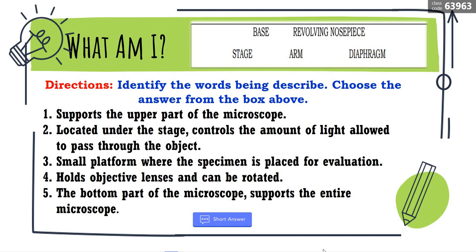What is that? Small platform where the specimen is placed for evaluation. What is that? Holds objectives, lenses, and can be rotated. The bottom part of the microscope supports the entire microscope. What is that?